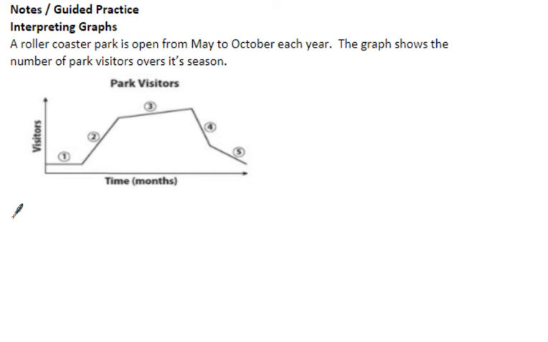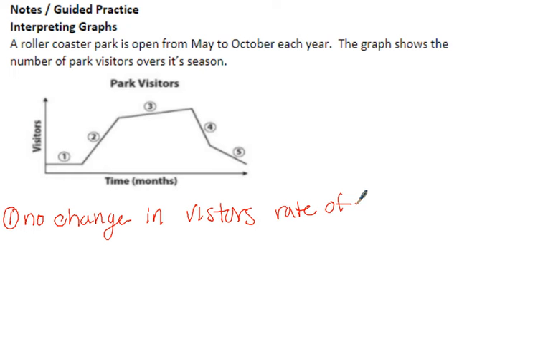So we could say, section 1, no change in visitors, because see how it's flat? There's no change. Okay, so the rate of change is what we would say it's 0, right?